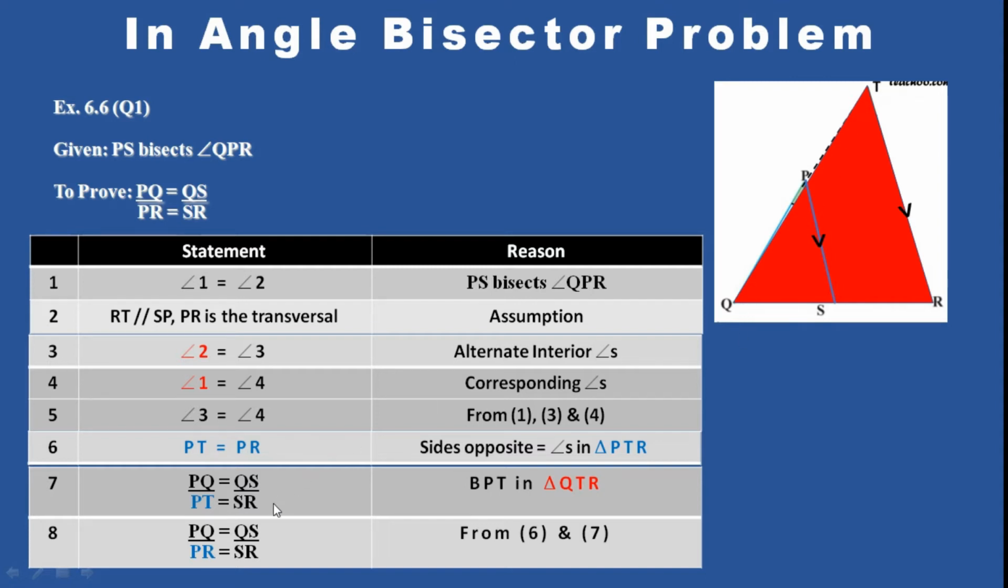Now let us compare statement 6 and statement 7. PT is equal to PR, which implies this denominator can be replaced with PR. So we do that and we have proved the required proportion using BPT in an angle bisector problem.